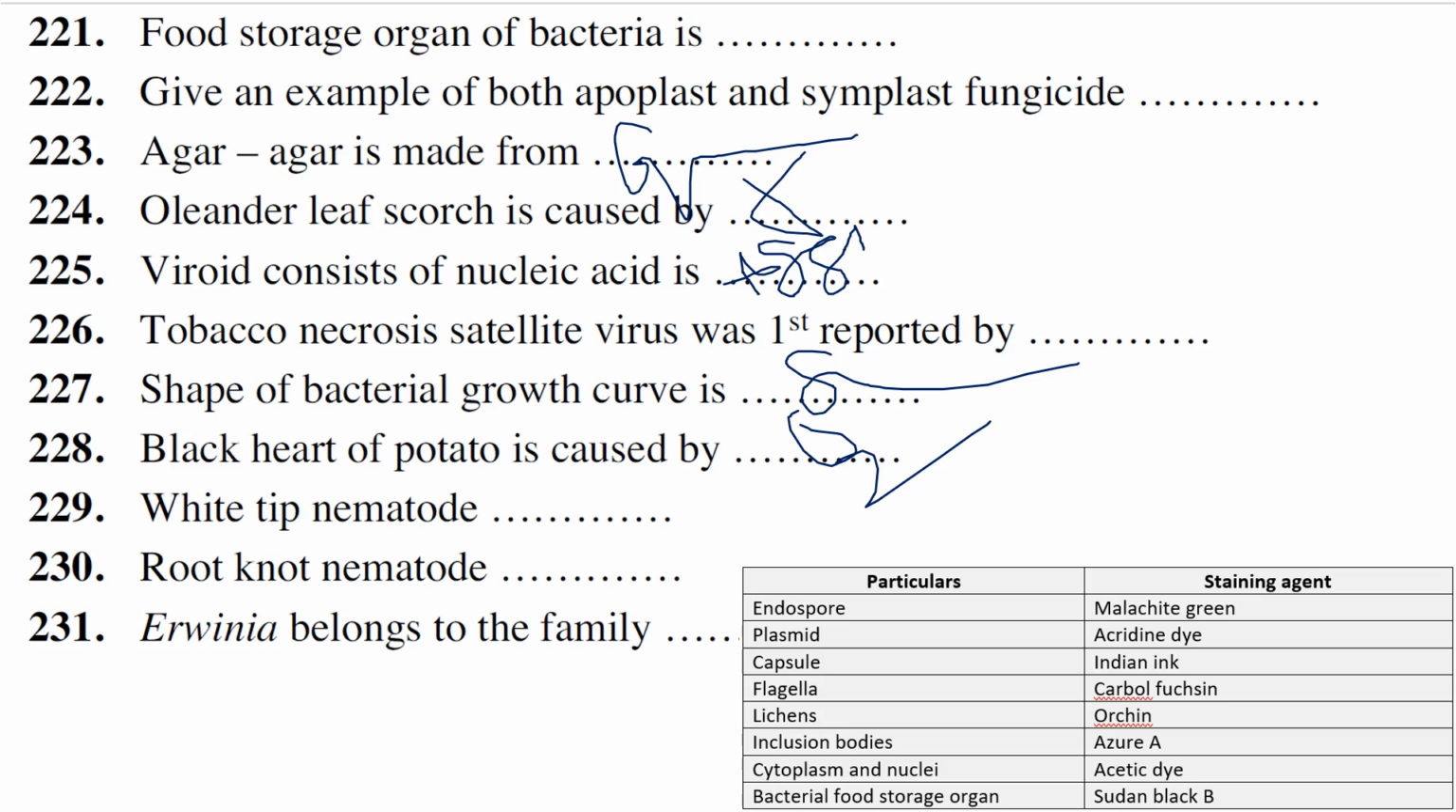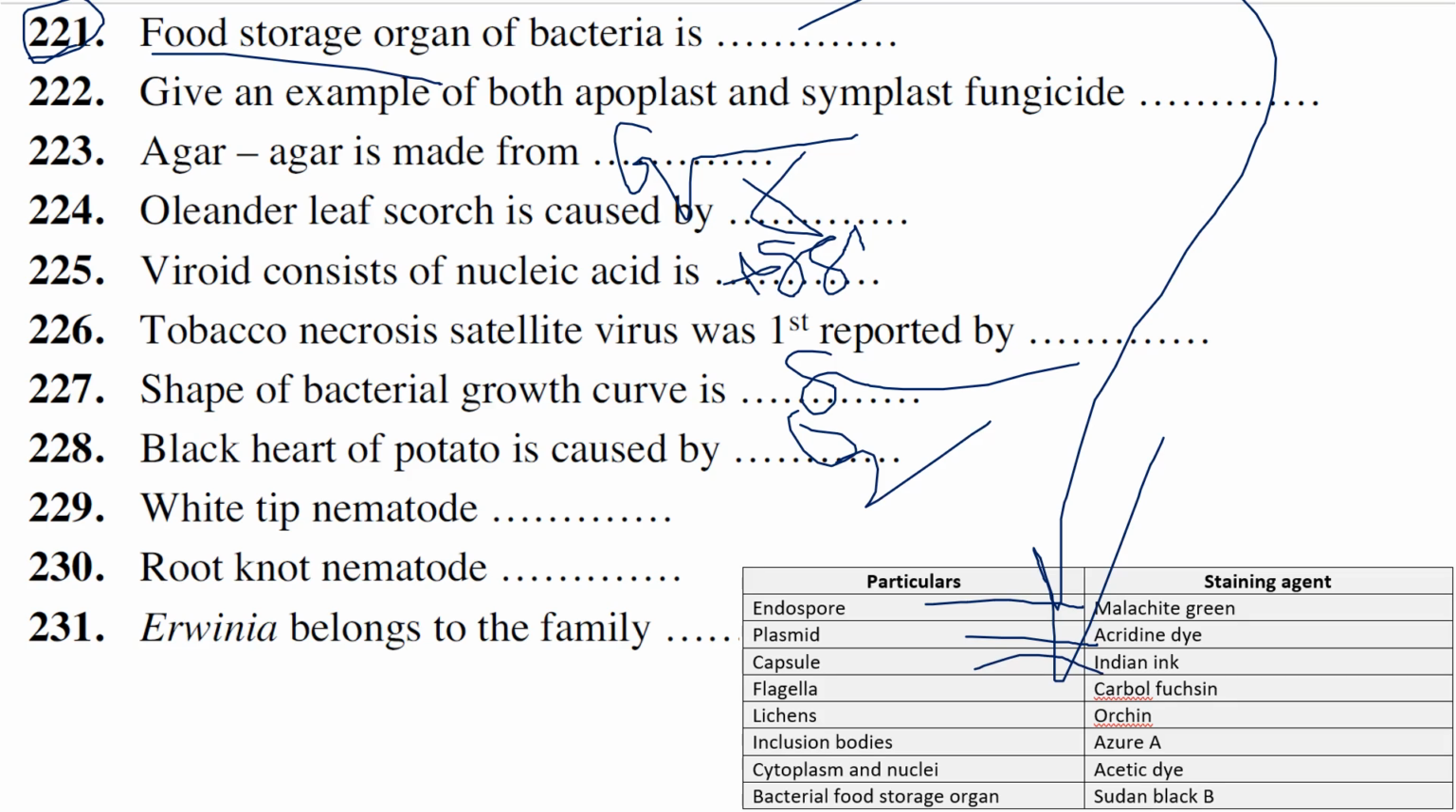Here I have given the food storage organ of bacteria in the first one, poly-beta-hydroxybutyrate, right? And again I have given a couple of other staining organs. Endospore staining agent is malachite green, plasmid staining agent acridine dye, capsule staining agent India ink. So the question is food storage organ, that is poly-beta-hydroxybutyrate. So how to identify this? We must stain to identify whether it is present or not, right?